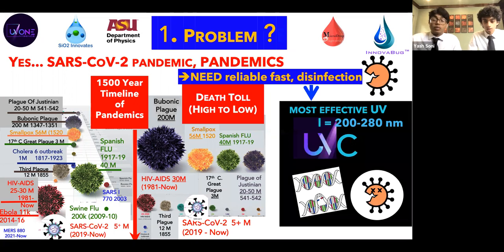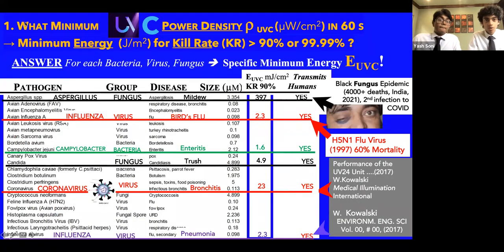So our solution was UVC at 200 nanometers, where we dissociate the DNA and RNA strands, thus killing the viral and bacterial loads of the pathogens. Our question here is, what is the minimum UVC power density over an interval of 60 seconds to achieve a kill rate of 90 to 99%? And the answer is that for each bacteria, virus, and fungus, it is different. And it is not dependent on the size either.